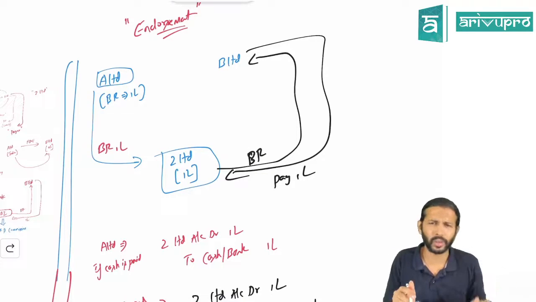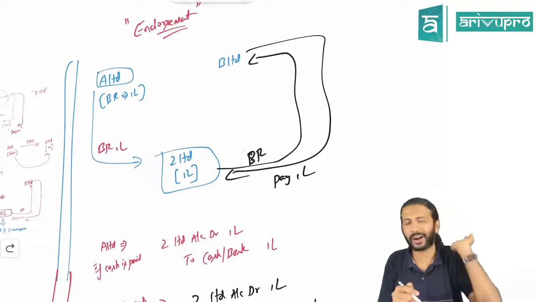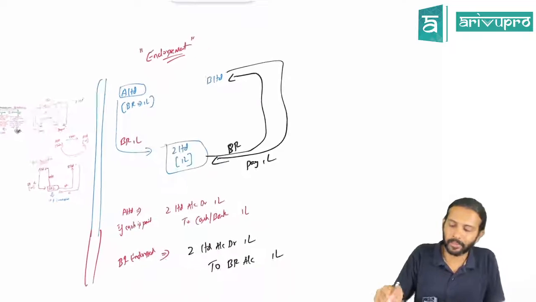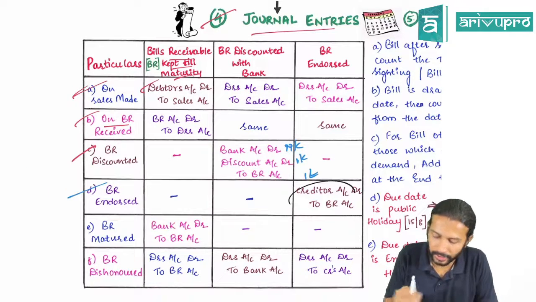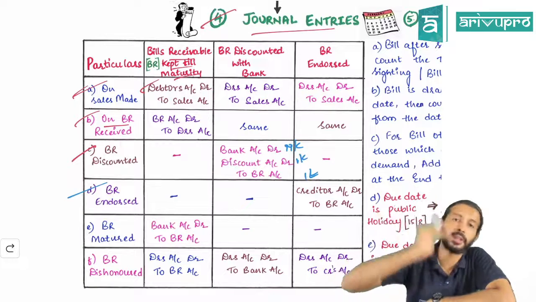Same like bill discounting. But bill discounting, you do it with a banker. Endorsing it means giving it to some other party. That's it. Manageable, everybody. Hence, this is the entry. Any doubts anyone is having in this scenario? Everything will come in the problems going forward.